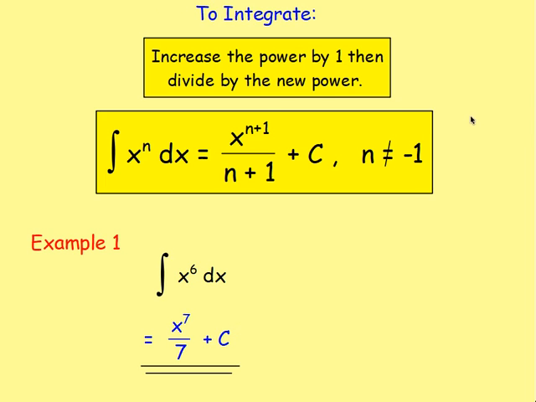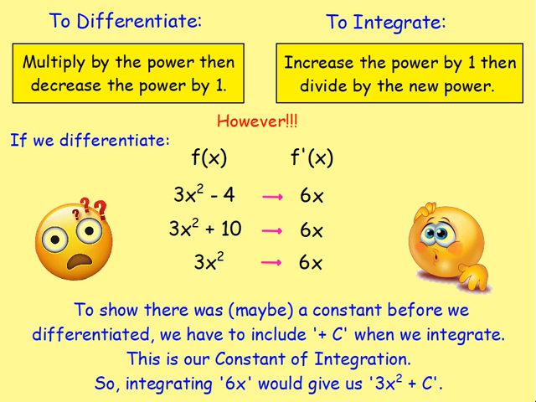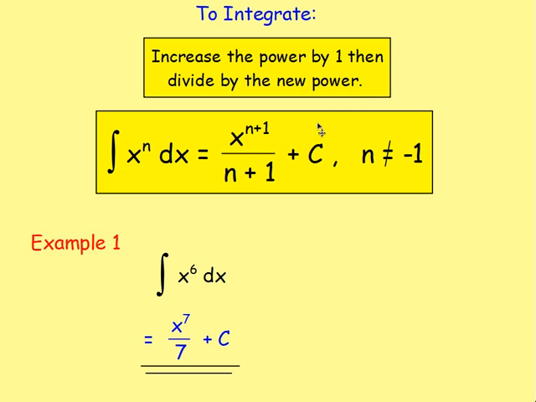So to integrate, you increase the power by 1 and then you divide by the new power. Differentiating is just the opposite: you multiply by the power, then decrease the power by 1. So to integrate, you just do the opposite. Increase the power by 1, divide by the new power. So if you have x to the power of n, it becomes x to the power of n plus 1, because you're adding 1 to that power. And you divide by the new power, so you divide by n plus 1. And whenever you integrate, on the end you need plus c. You've got to have that.